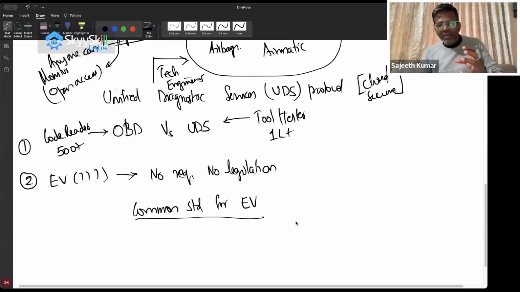So, suppose you have an OBD tool, the 500 rupee OBD tool. You can plug it into any vehicle made after the year 2000, until date. Every single vehicle with an IC engine, petrol or diesel or hybrid, will support OBD. Which means all the manufacturers across the world follow the same standard with respect to onboard diagnostics. But UDS can be individual for every single manufacturer, and for EVs, there is no common standard as of now. So that's what I'm trying to tell you.